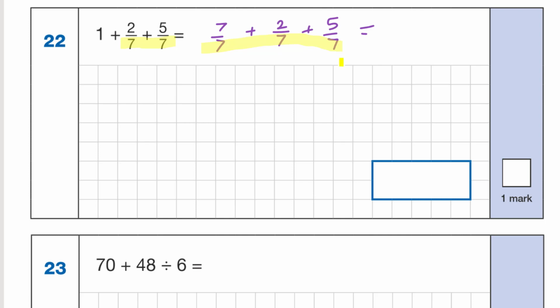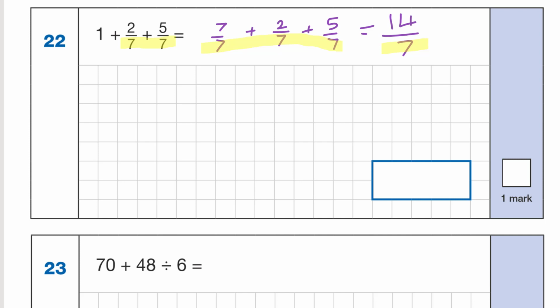So let's do the first way. 7 is the denominator. So that means in my answer, 7 is also going to be the denominator. If I look along the top, 7 plus 2 plus 5, that makes 14. So I've got an answer of 14/7. Now I can see that is an improper fraction because it's top heavy. The number above, the numerator, is bigger than the denominator. So I do know that I need to change that in a moment.